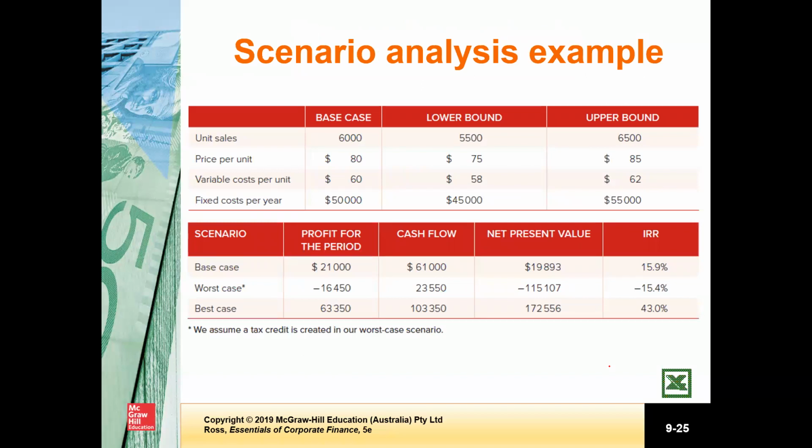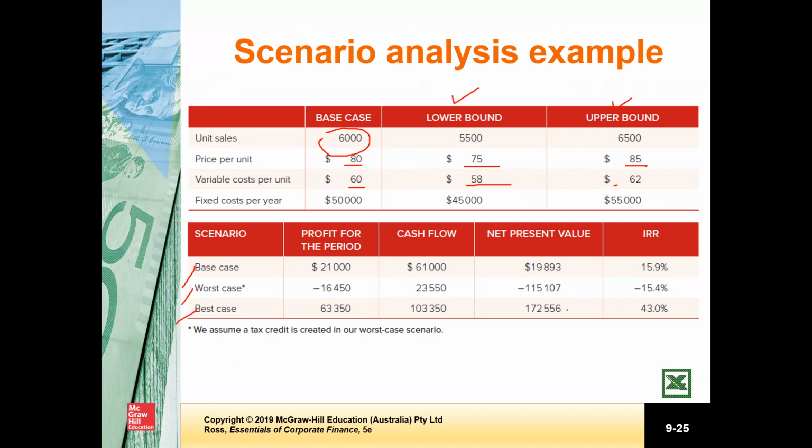So let's look at an example of a scenario analysis. You can see that the unit sales base case is 6,000, so the lower bound is 5,500 and the upper bound is 6,500. This lower bound and upper bound can be considered as worst case and best case, or pessimistic and optimistic, respectively. Price per unit also has a lower and upper bound, as do variable cost and fixed cost per unit. Putting these base case, lower bound and upper bound values into our cash flow estimation, we can calculate our NPVs in these scenarios.